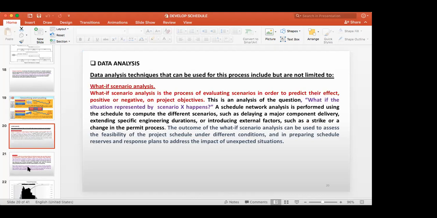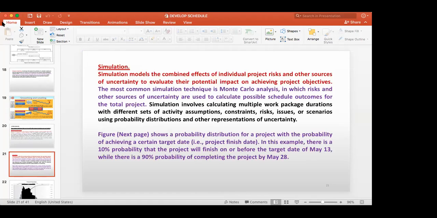Then you come to, shall I explain from here? Go to that one.